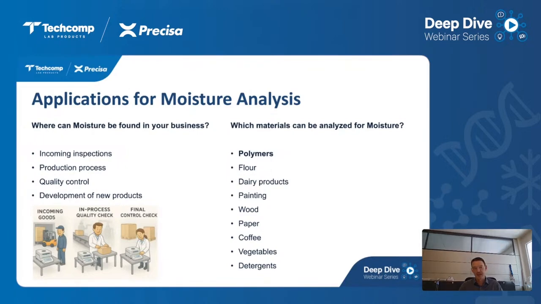Now, the materials which can be analyzed are quite a variety. Polymers, which we will look at further later on. Flour, to ensure that the dough is getting good with this type of flour, and then eventually also the bread. The dairy products, painting, to check that it's not too liquid or too solid. The quality of wood, for example burning wood, paper, as well as coffee. The moisture content of vegetables, and also detergents and other chemicals.